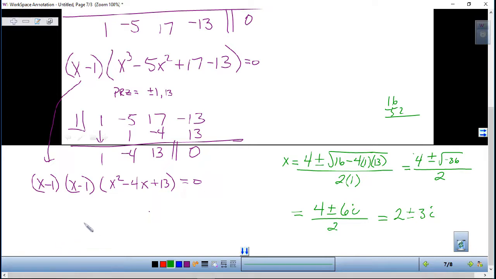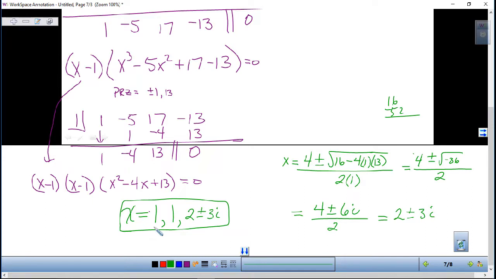So my zeros here, when I solve them, are 1 from here, a 1 from here. So I got 1 occurring twice. I don't have to write them twice, though, unless you just want to. If you do, I'm not going to count off. And then the imaginary zero is 2 plus or minus 3i. So that's how you break them down.